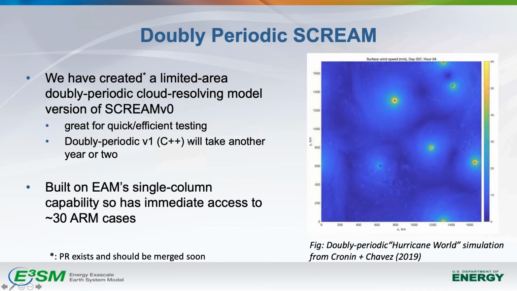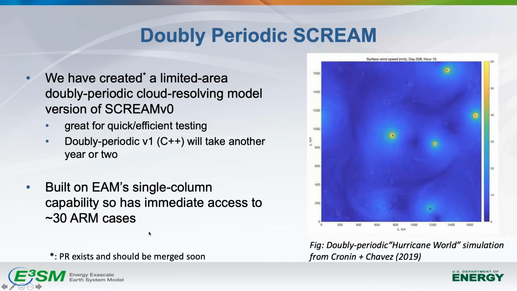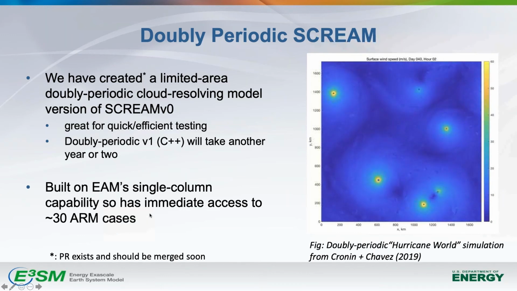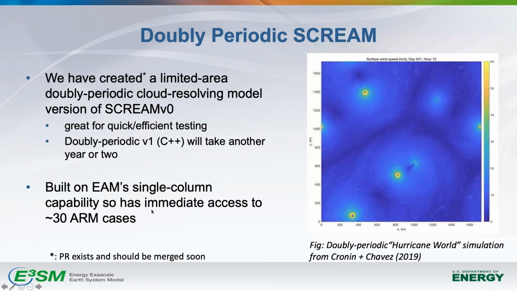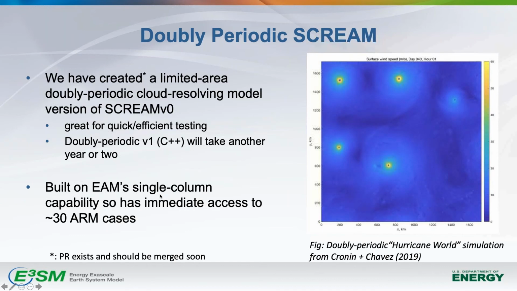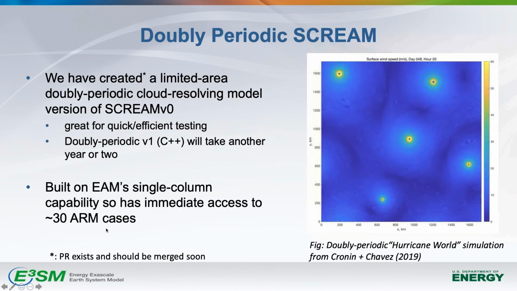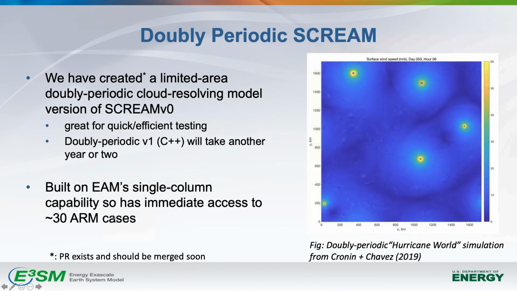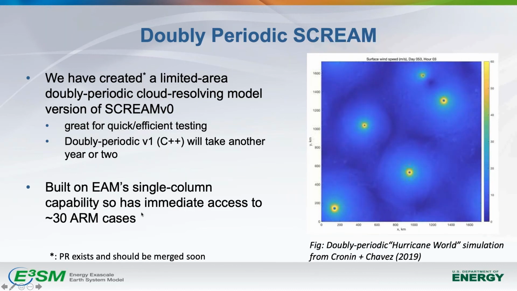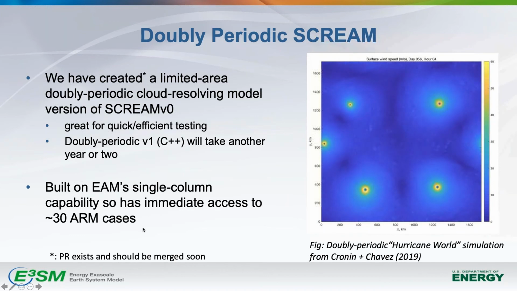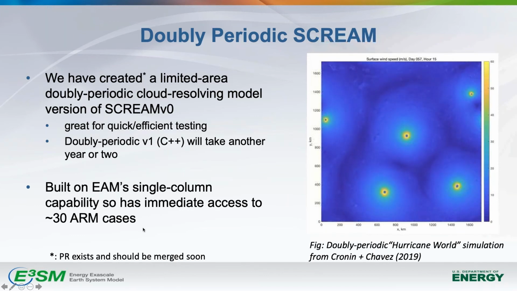I should also mention this doubly periodic version is essentially an extension of EAM's single column model capability that Peter Bogenschutz and I have created. And so it has immediate access to the 30 or so ARM cases that have been documented for that. We think that this is going to be a great way for parameterization developers to efficiently develop things for E3SM, for Scream.